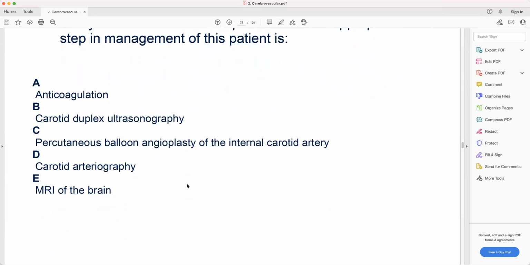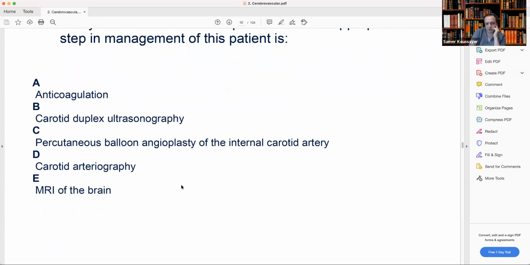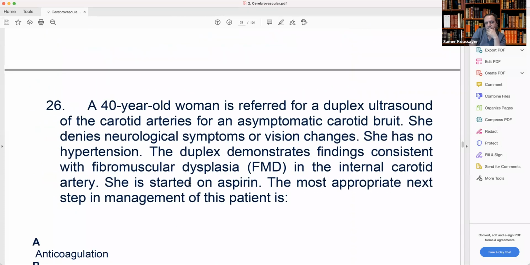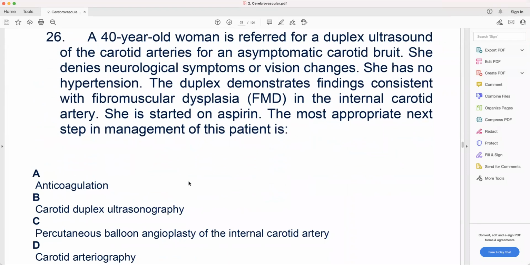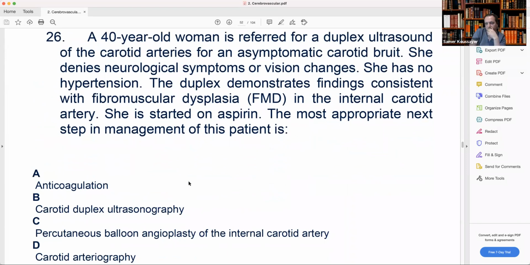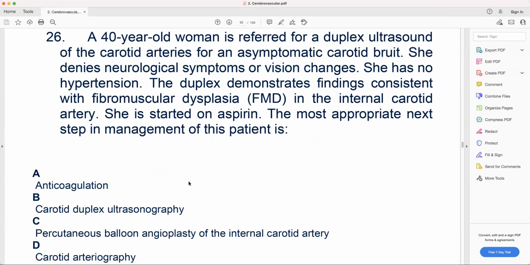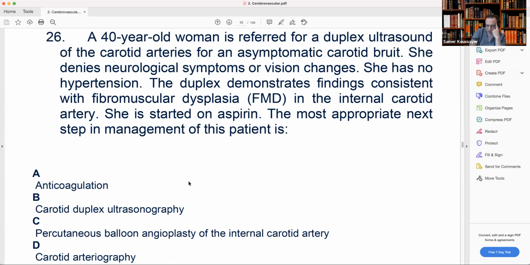The answer is a bit tricky. It's the MRI of the brain. And you know why? You mentioned it before. I thought you were going to answer it, because you said the next step is to look at the renal artery, correct? Yeah, because the most common place for FMD is the renal artery, and the second place is the internal carotid. You're right. So your thinking process is correct.